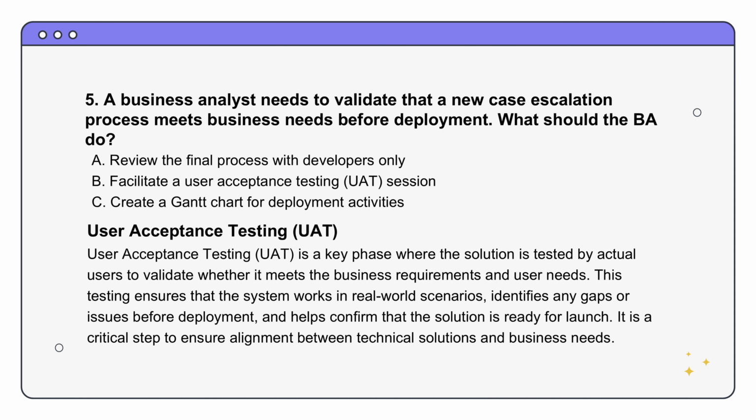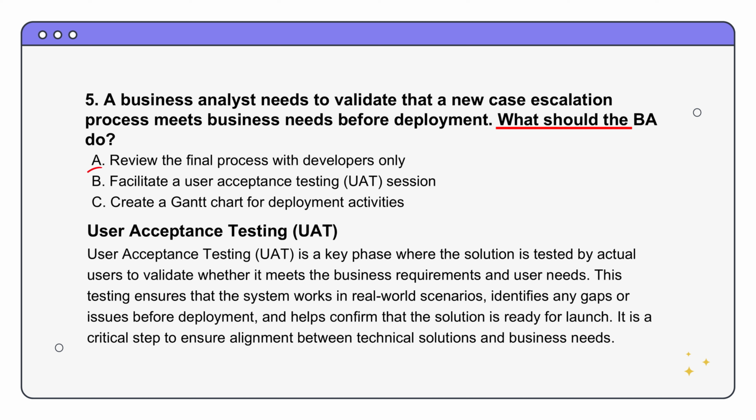Okay, question 5 is about validation. A business analyst needs to validate that a new case escalation process meets business needs before deployment. What should the BA do? Options. A. Review the final process with developers only. B. Facilitate a user acceptance testing UAT session. C. Create a Gantt chart for deployment activities. The answer here is B. Facilitate a user acceptance testing UAT session.